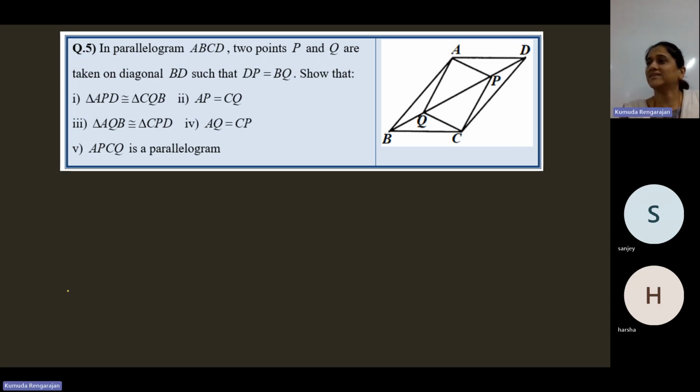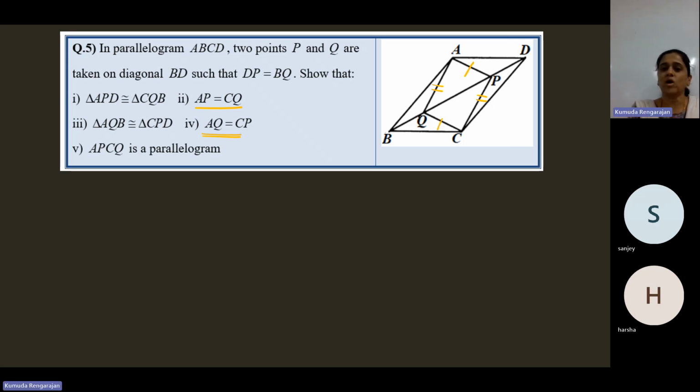Yeah, Divitra. AP and CQ, they're equal, because we proved it here. AP is equal to CQ. Yeah, we proved it. We also proved that AQ is equal to CP. So what do you observe in the quadrilateral APCQ? Opposite sides are equal.